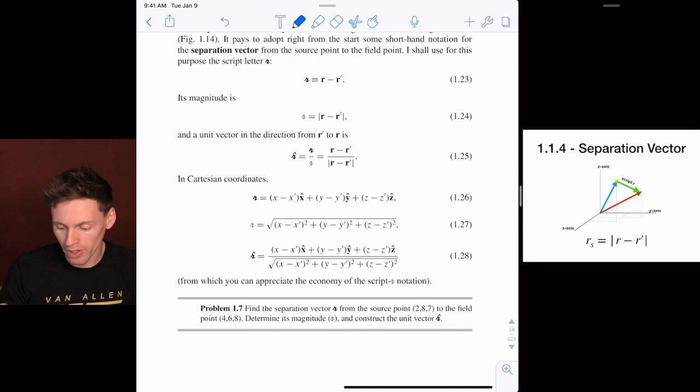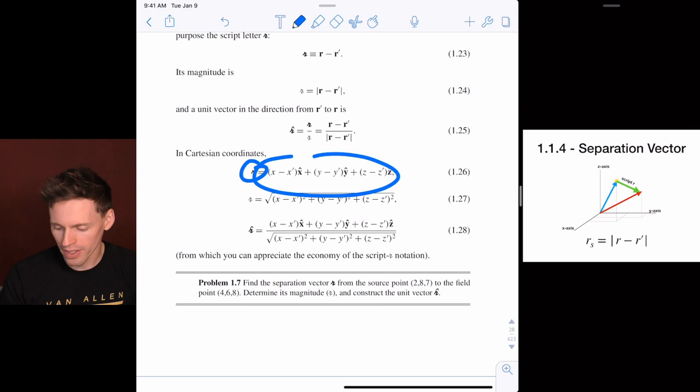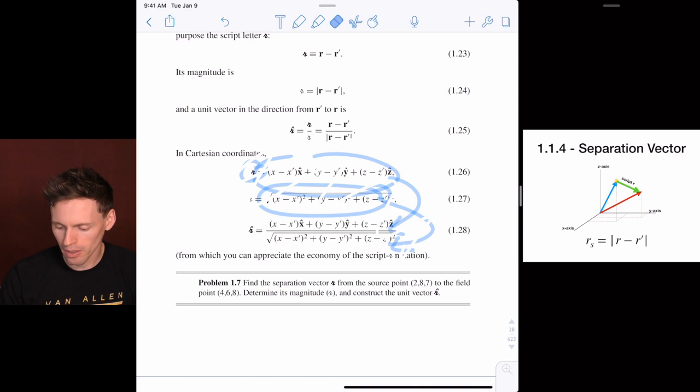So how do you do that? What is script R itself? If you have one vector and another vector, then the vector that joins those two together is (x minus x prime) in the x hat direction, plus (y minus y prime) in the y hat direction, and then plus (z minus z prime) in the z hat direction. And then script R without any vector notation, the magnitude of it, is the square root of each of these components squared. Then the unit vector, script R hat, is just script R, which is all this here, divided by all this on the bottom. So you normalize it to get the components pointing in the right direction.